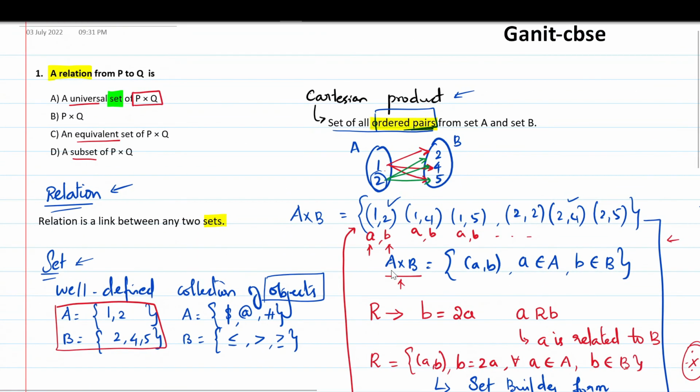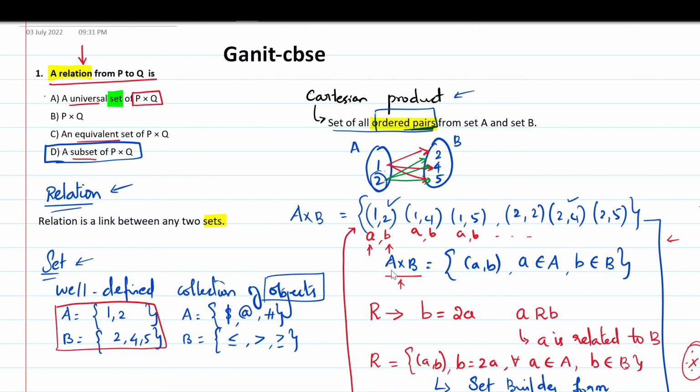A relation from P to Q is a universal set, or P cross Q, or an equivalent set of P cross Q, or a subset of P cross Q. So they are talking about this relation, and the answer is a subset of P cross Q.